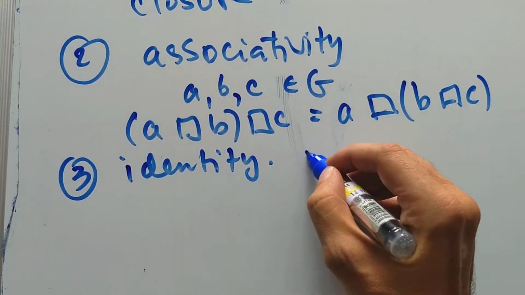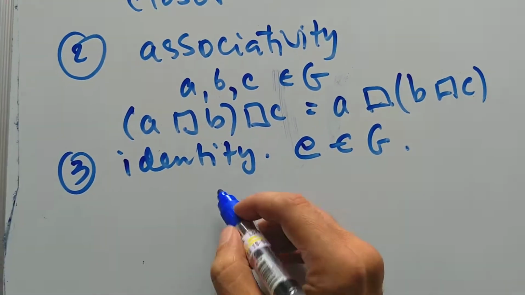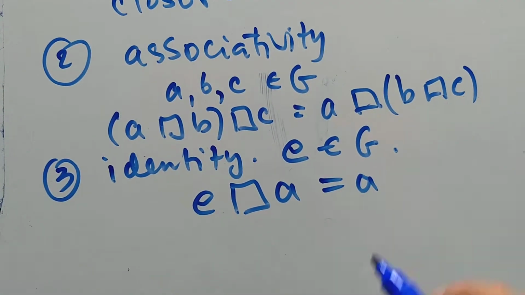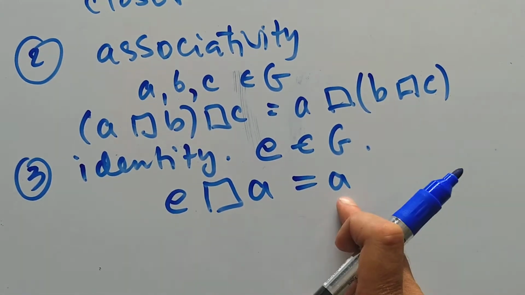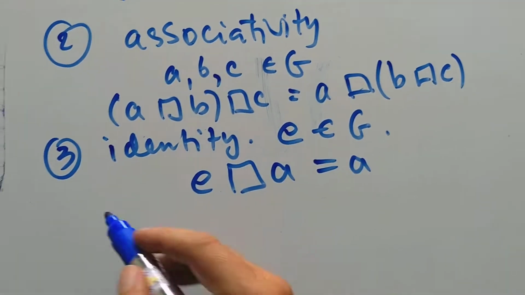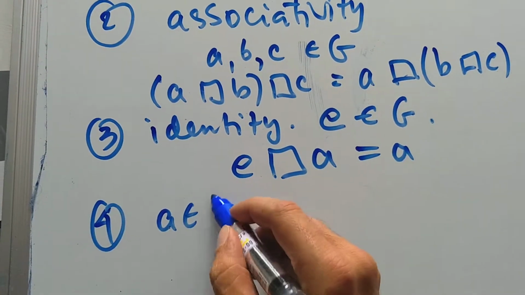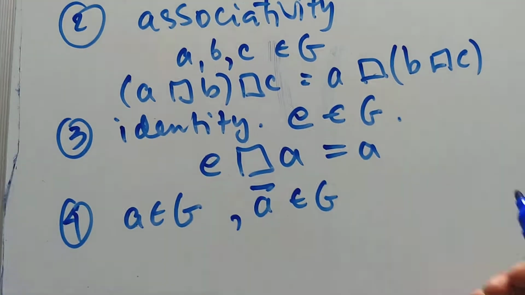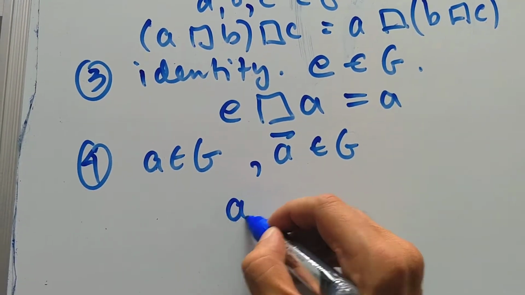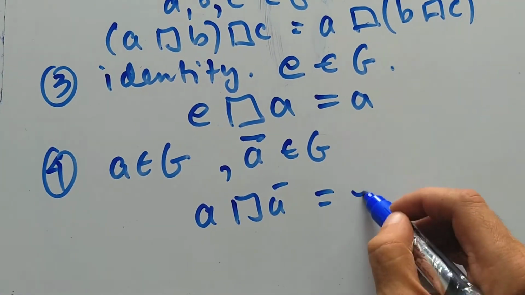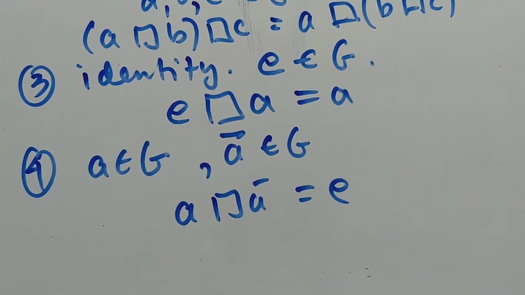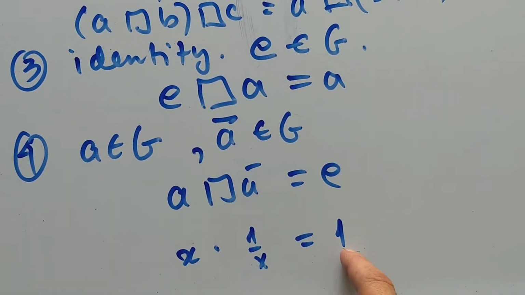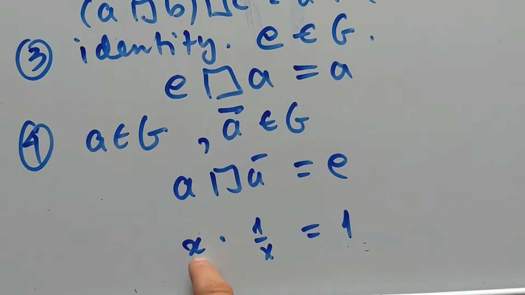3, we have an identity. There's a special element E in G, such that E combined with an element A from G will give me A. So it doesn't change A. And 4, if A is in G, then A has an inverse. Call it A bar, also in G. What is an inverse? Well, A combined with A bar should give me the identity. Think about it. It's like 1 times 1 over x gives you identity 1.